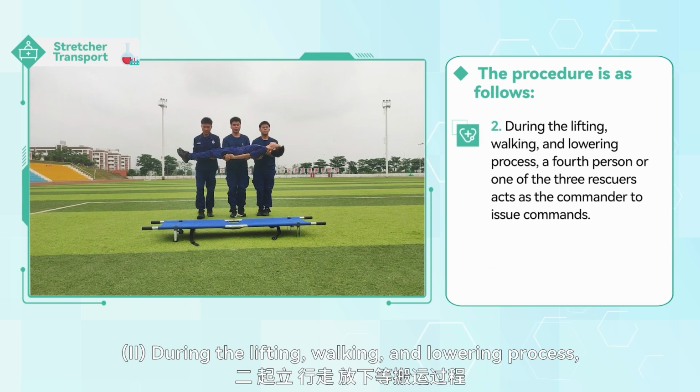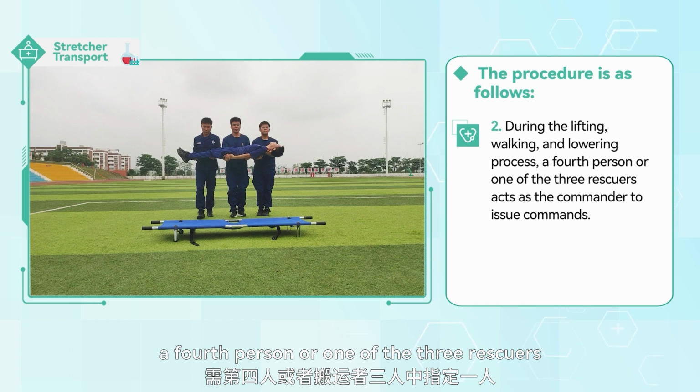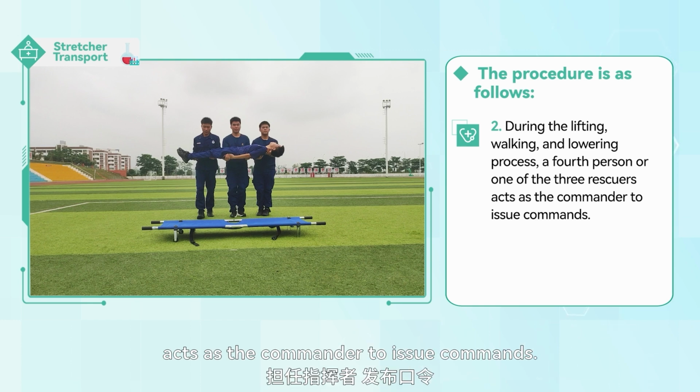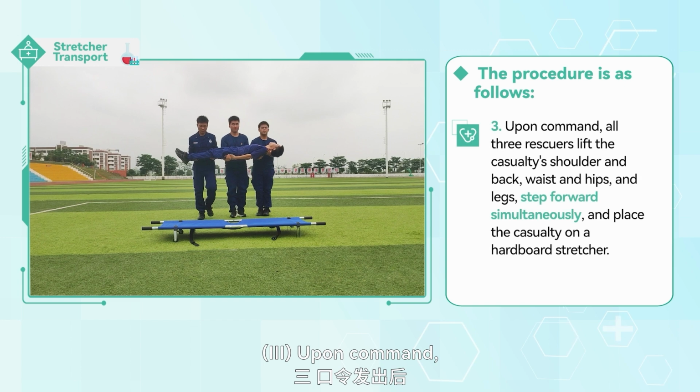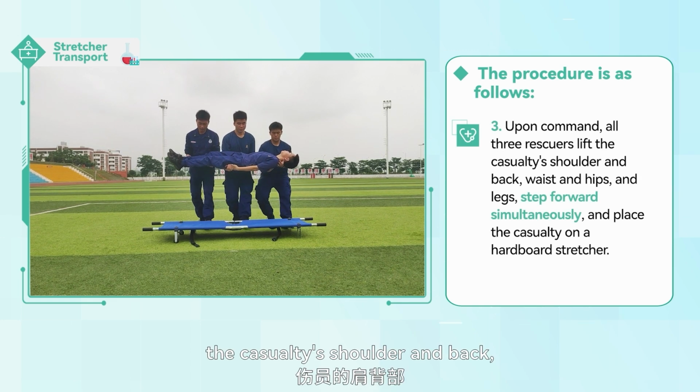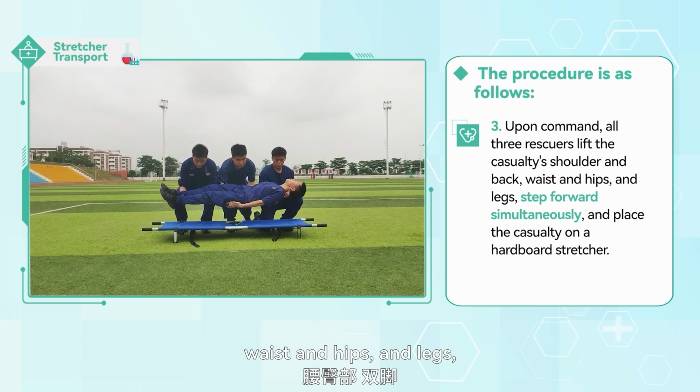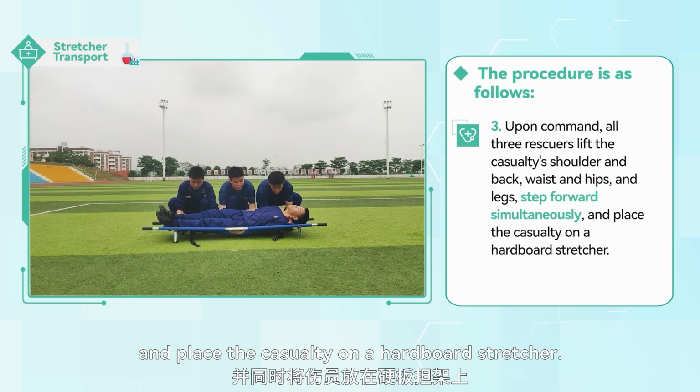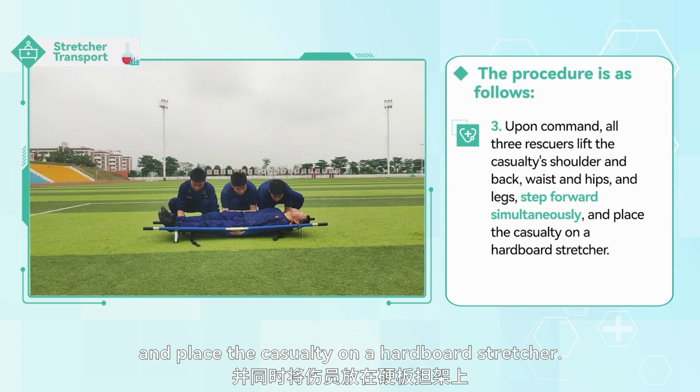2. During the lifting, walking, and lowering process, a 4th person or one of the 3 rescuers acts as the commander to issue commands. 3. Upon command, all 3 rescuers lift the casualty's shoulder and back, waist and hips, and legs, step forward simultaneously, and place the casualty on a hardboard stretcher.